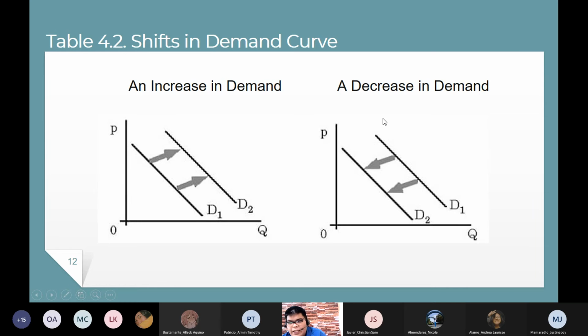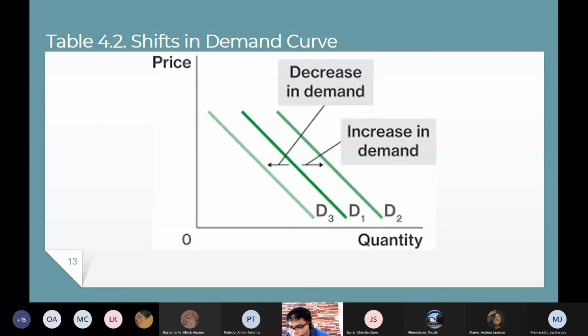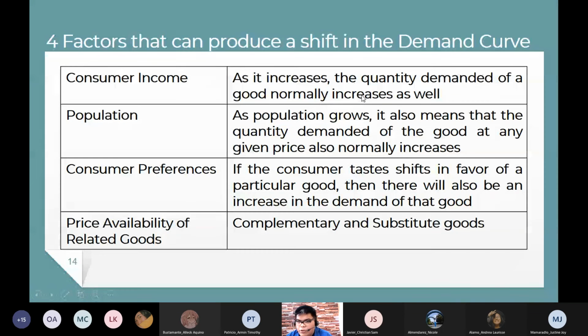So, bakit po ba nangyayari ang shifts in the demand na yan? Bakit hindi na lang stable yung demand curve? Bakit merong pagbabago? Bakit nababawasan? Bakit dumadami? Ito iba lang yung pagkaka-interpret, pero same lang sila. Ito po yung mga factors that can produce a shift in the demand curve. Page 33. So number 1, consumer income.